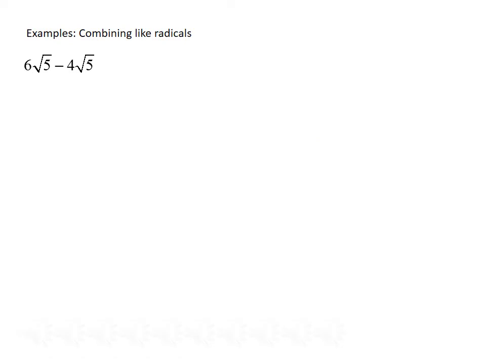Next, we want to talk about adding and subtracting radicals, and we can do this by combining like terms or combining like radicals. So for example, we want to combine 6 times the square root of 5 minus 4 times the square root of 5. Now notice that both terms in this problem have the same radical, the square root of 5, so I can combine the coefficients together and keep the same radical using the distributive property. So the square root of 5 will stay the same, 6 minus 4 will give us 2, and the simplified answer will be 2 times the square root of 5.